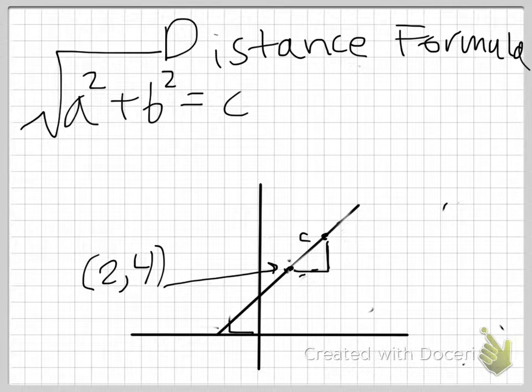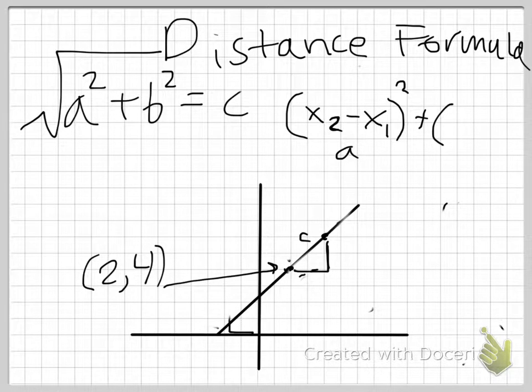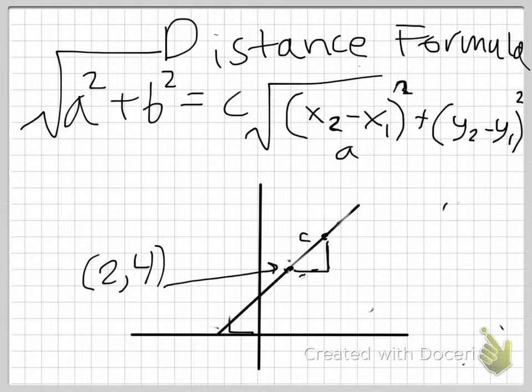Well, remember, B and A. A is the difference between the two x-coordinates, so x2 minus x1. See how this is kind of like the slope? So that's A. And then we square that, plus B. B is the difference between the two y-coordinates, remember? See how it's kind of like slope? Square that. And then we take the square root of that to find the distance. Got it?